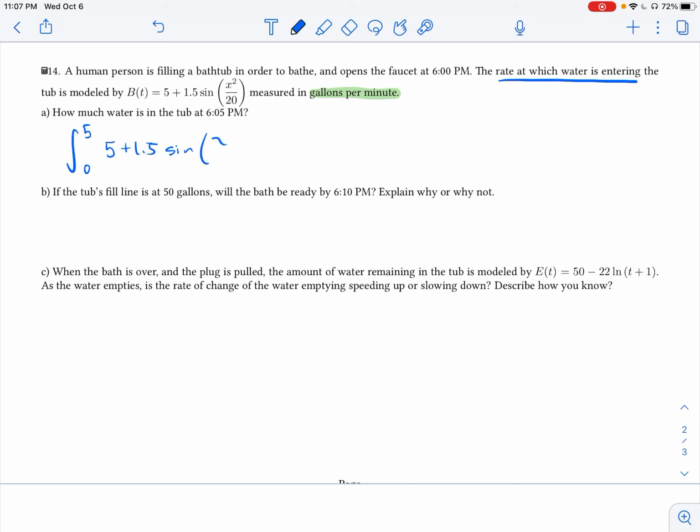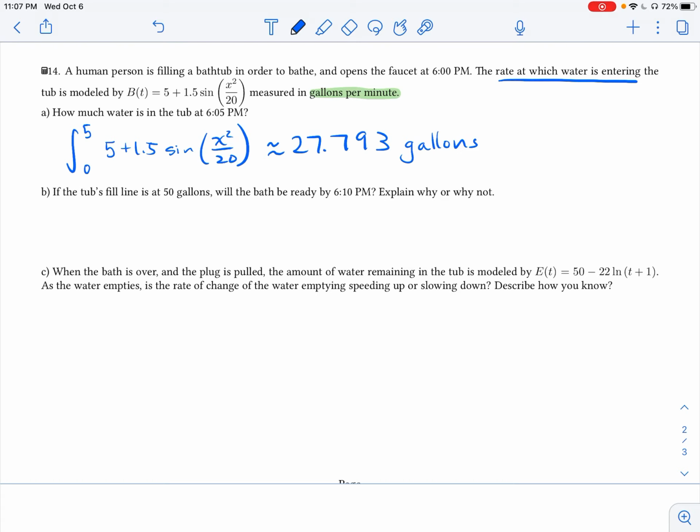In this case, integrating b of t from 0 to 5, so 5 plus 1.5 sine of x squared over 20, this would give us approximately 27.793 gallons. So that's how much water is in the tub after 5 minutes.